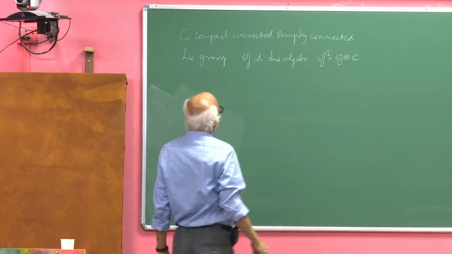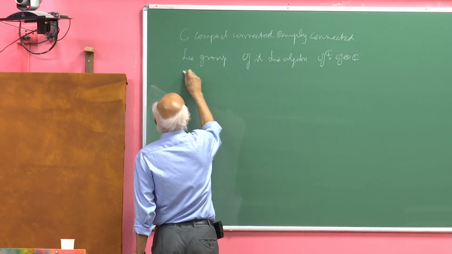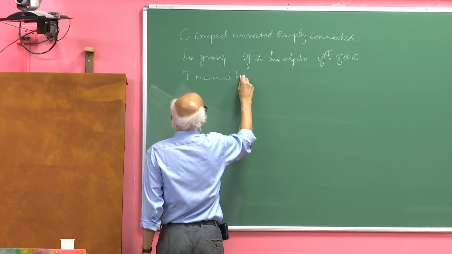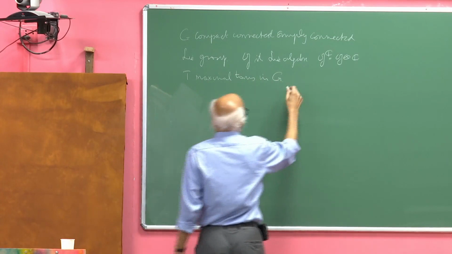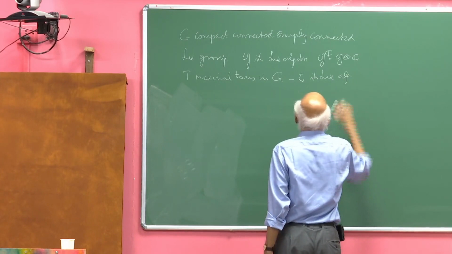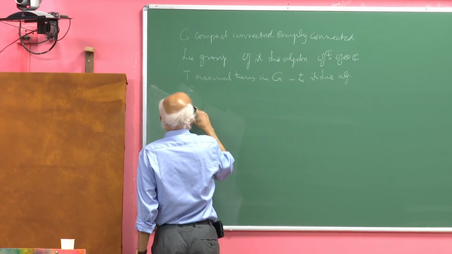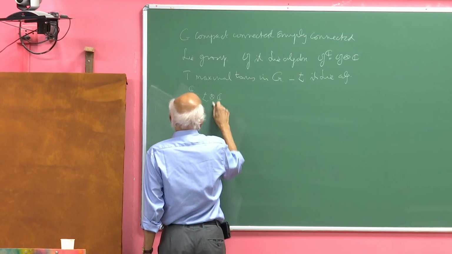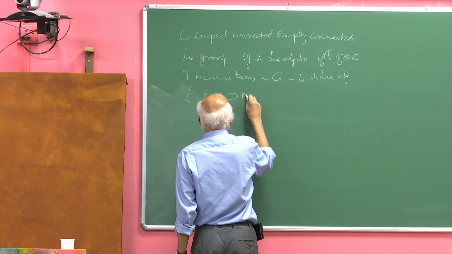Then we know that, and we also fixed a maximal torus in G, and its Lie algebra is denoted T. We had T_C, the complexification T tensor C, and this contains the real Lie algebra H, which is the same thing as i times T.